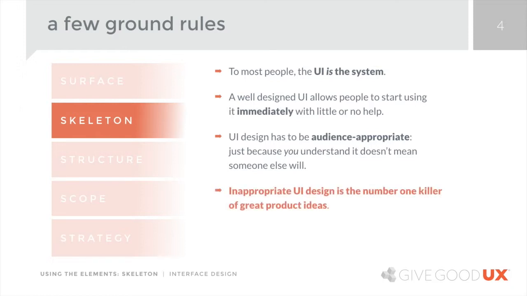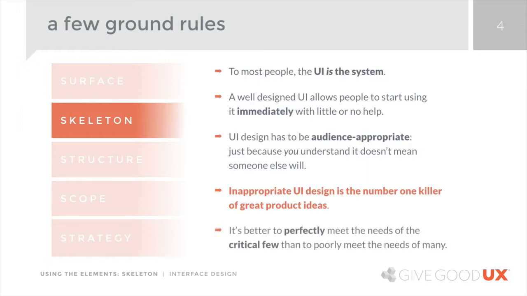Inappropriate interface design is the number one killer of great product ideas. Things that make perfect sense on paper die painful, horrible deaths because their interfaces are so bad and so confusing and so full of options that no one really wants or needs, that no one can see the value. Okay? It's obfuscated. The bottom line rule behind great interface design is this: it's infinitely better to perfectly meet the needs of the critical few than to poorly meet the needs of many. Okay? And I'm going to explain that.